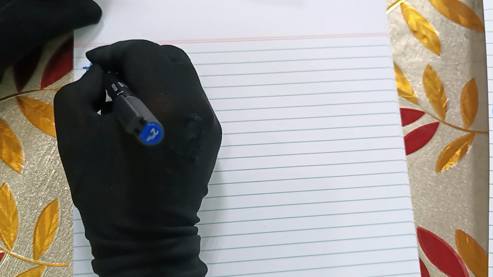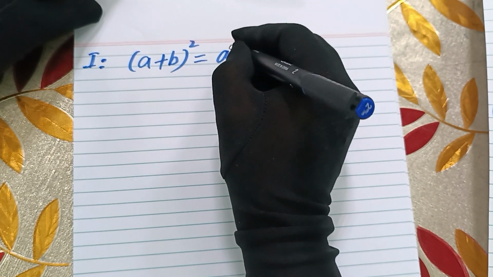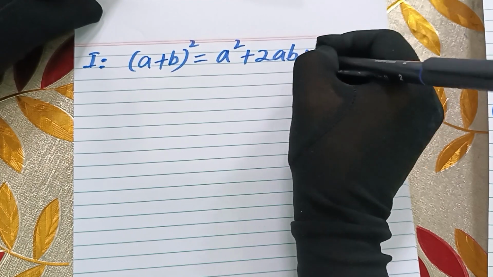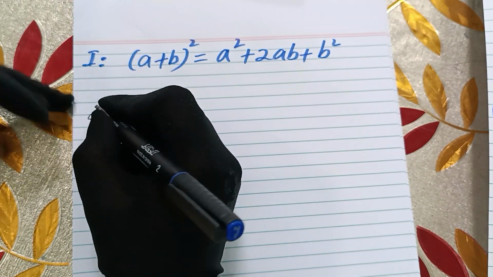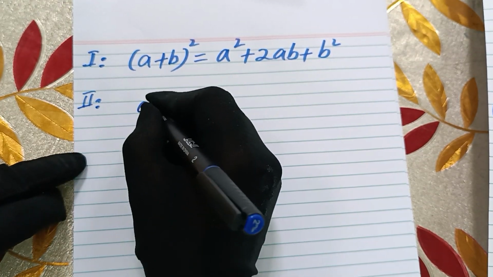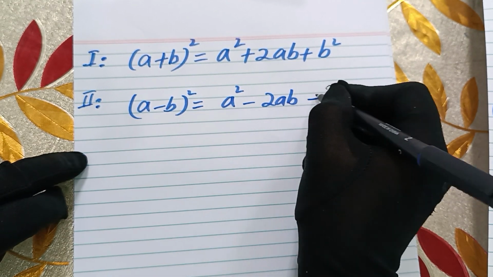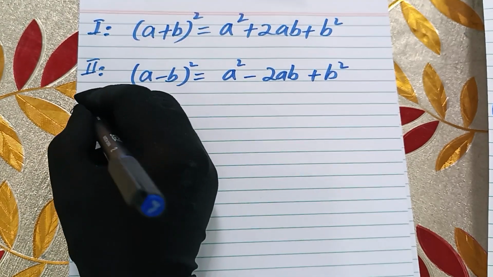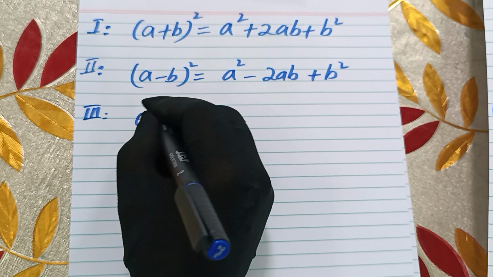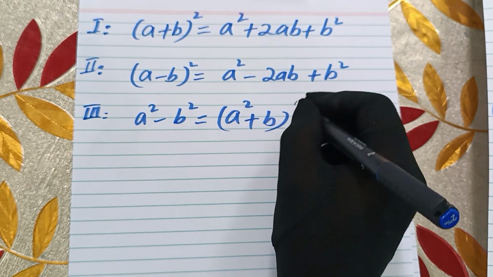the 5 basic identities of algebra. I will write all of them again. Number 1: a plus b whole square equals a square plus 2ab plus b square. Number 2: a minus b whole square equals a square minus 2ab plus b square. Number 3: a square minus b square is equal to a plus b times a minus b.